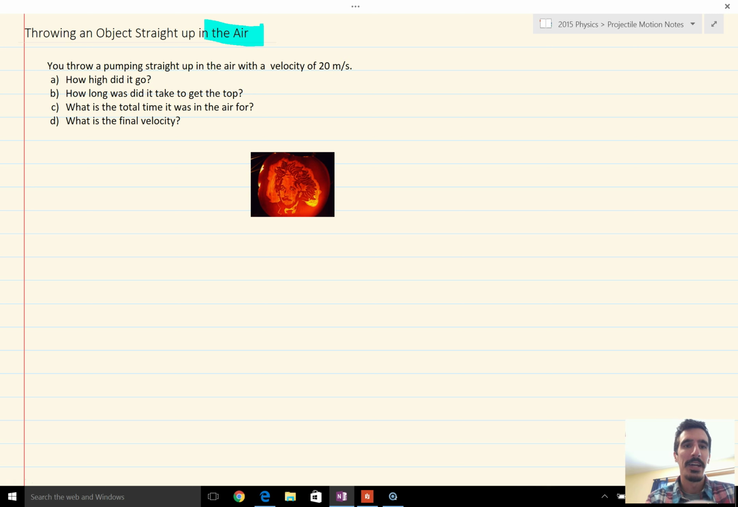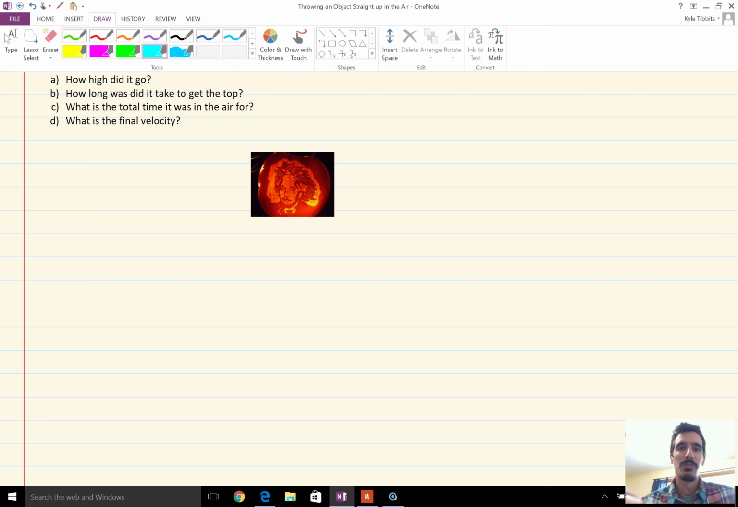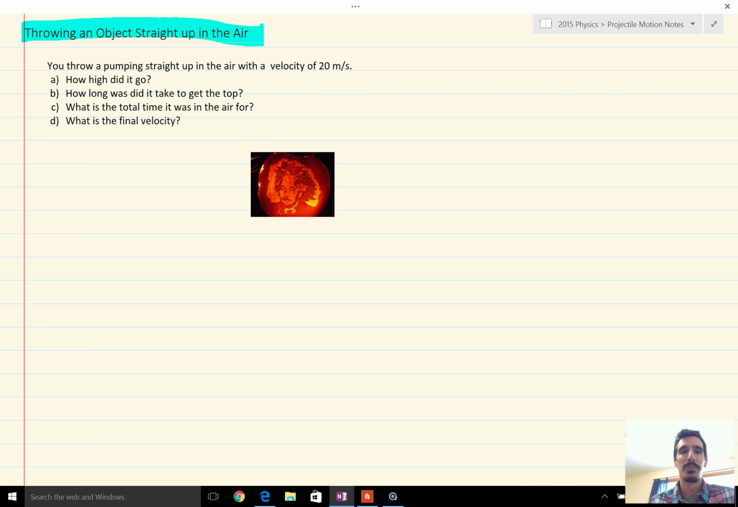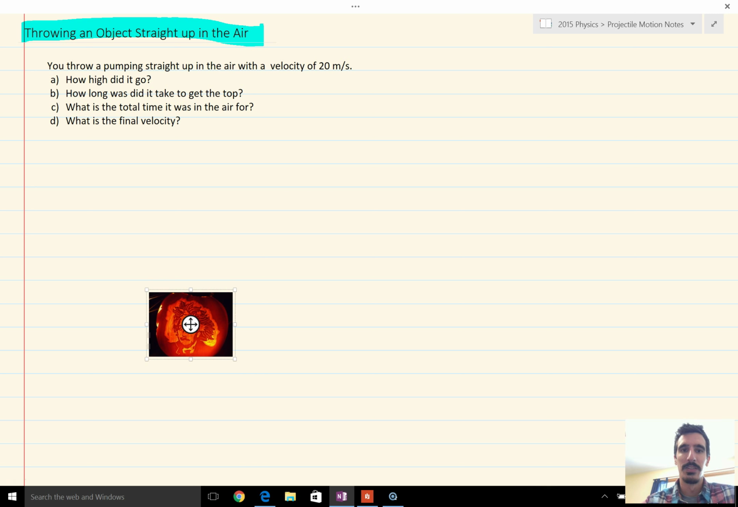We're going to look at how to analyze an object when you throw it straight up in the air. So what we got here is, you throw a pumpkin straight up in the air with a velocity of 20 meters per second. So this Albert Einstein pumpkin goes straight up in the air, and we threw it with an initial speed of 20 meters per second. And what we want to do is figure out how high it went, how long it takes to get to the top, the total time it's in the air for, and the final velocity.